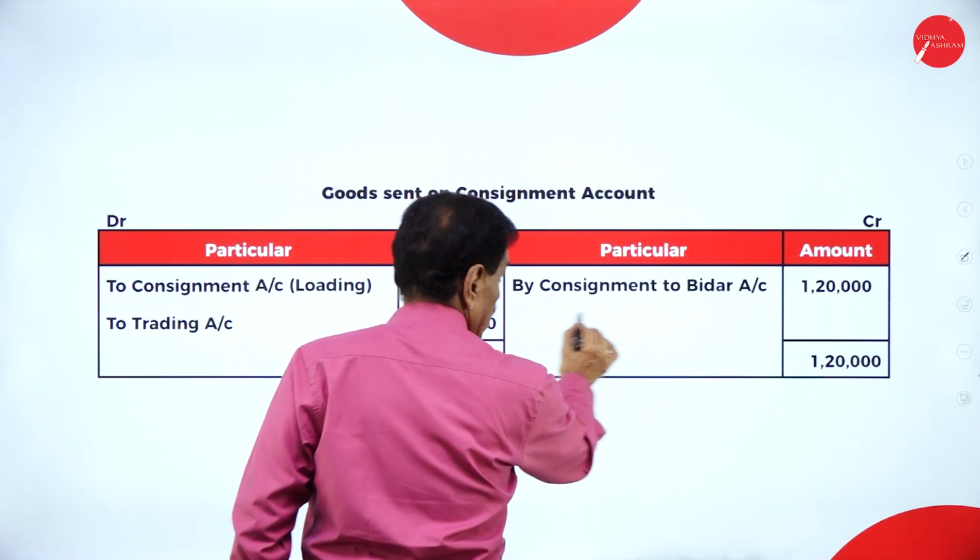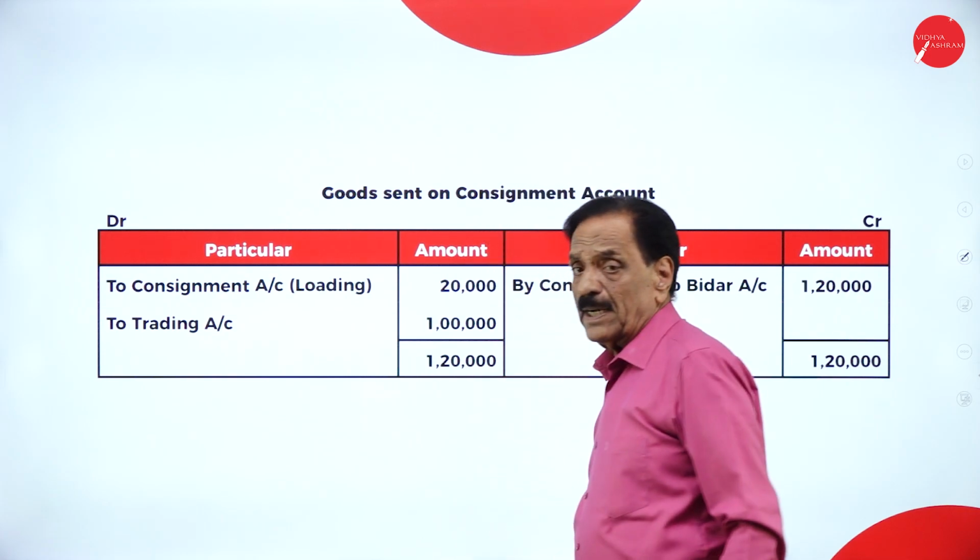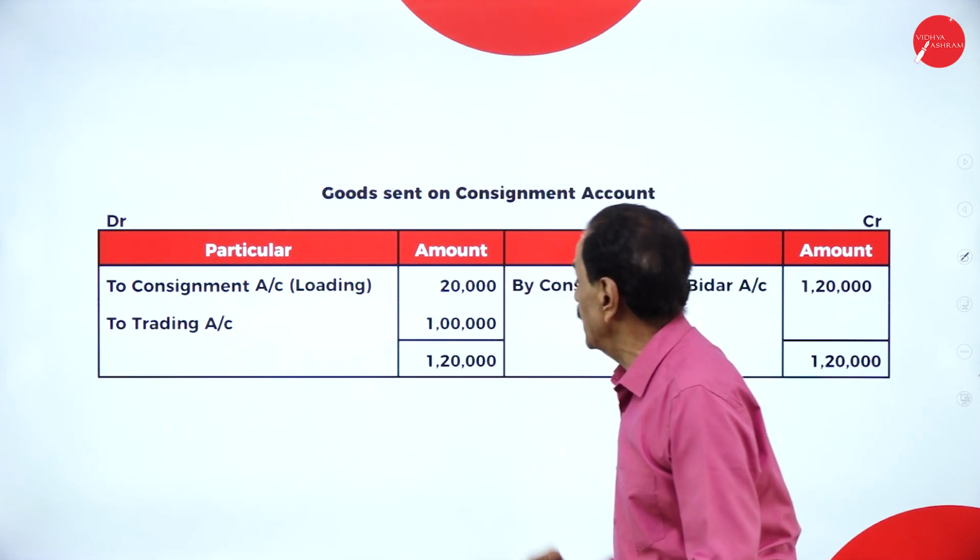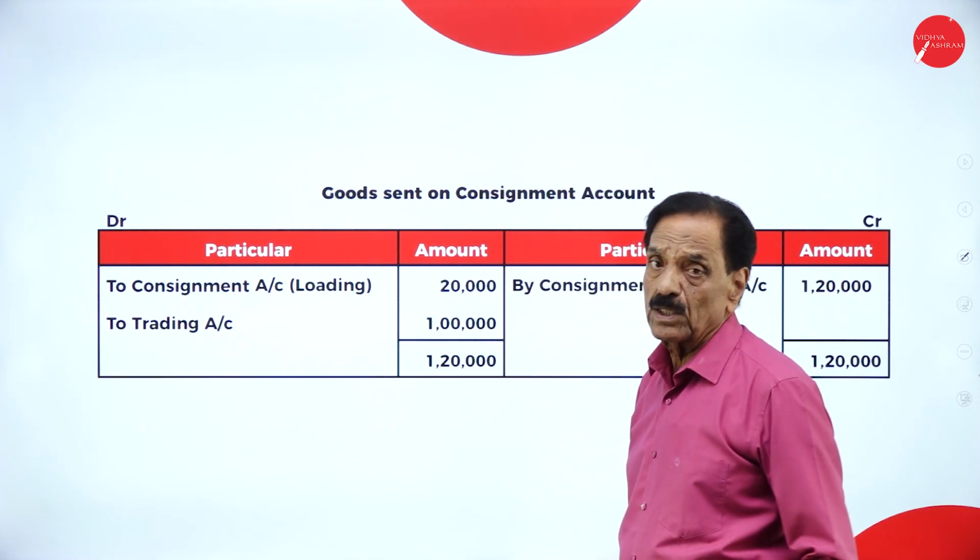Then by Consignment A/c, 1,20,000 has been sent. On that, how much extra is there? 20,000. The real cost entering the business is 1 lakh.